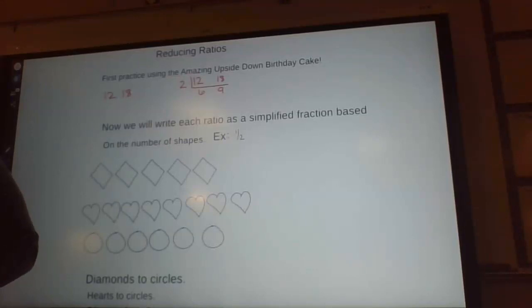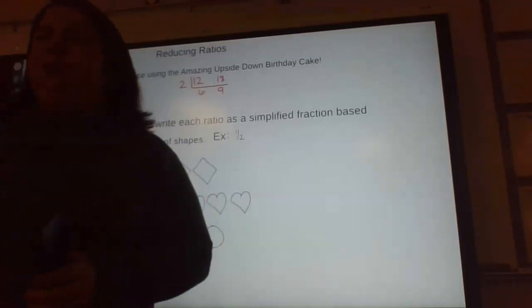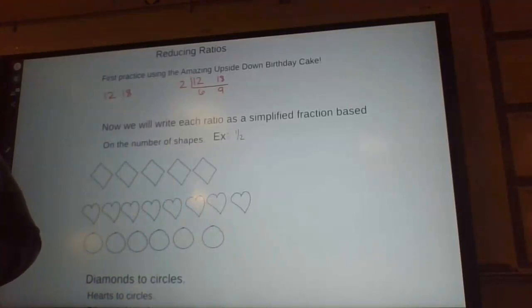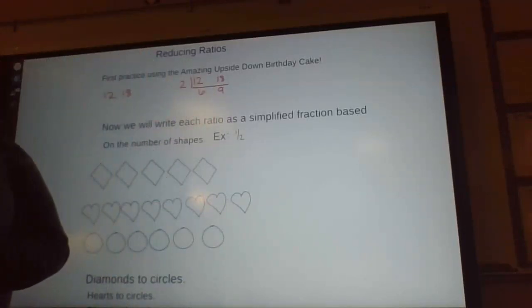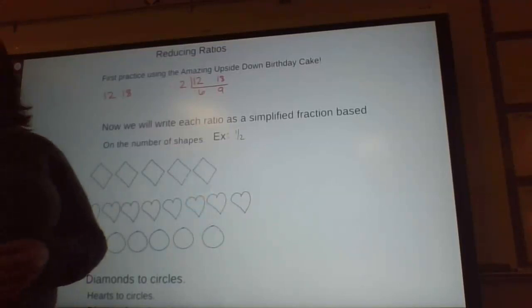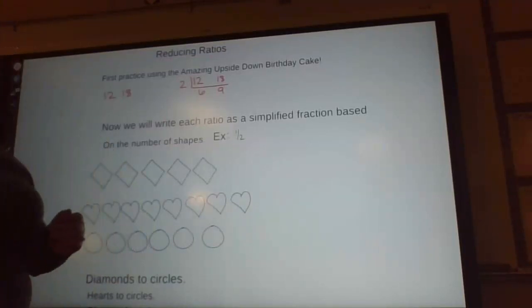So stick 6 in your calculator, divide it by 2. Is it divisible by 2? Is 6 divisible by 2? Yes, it's an even number. What about 9? Is 9 divisible by 2? No. Okay, so we know 2 won't work.